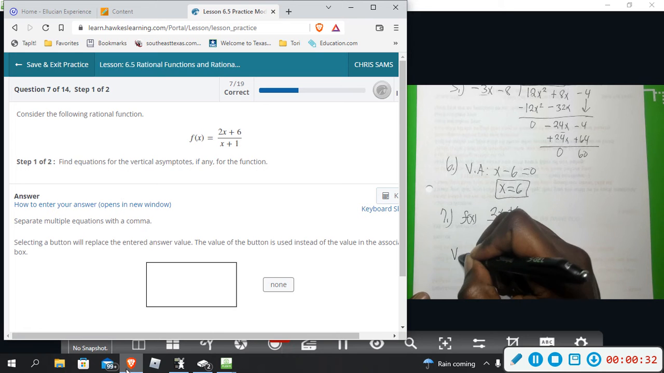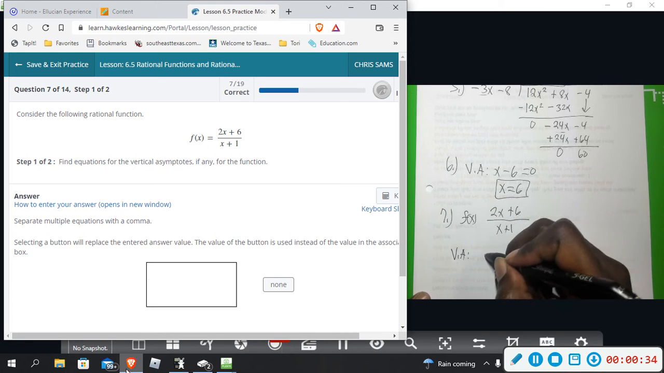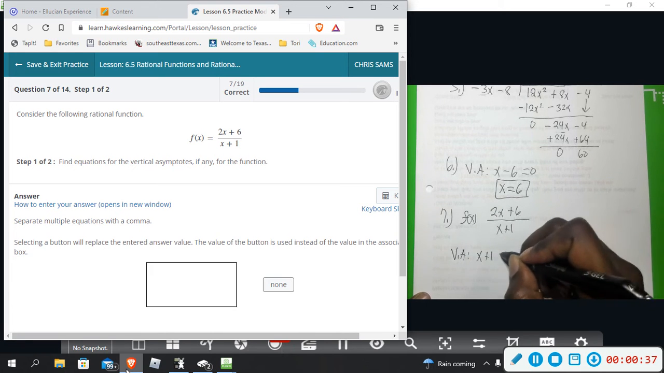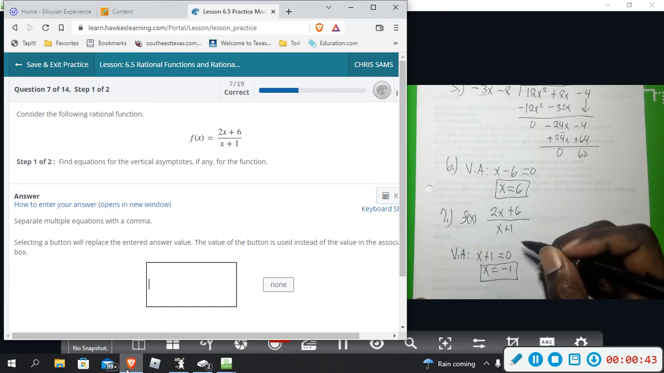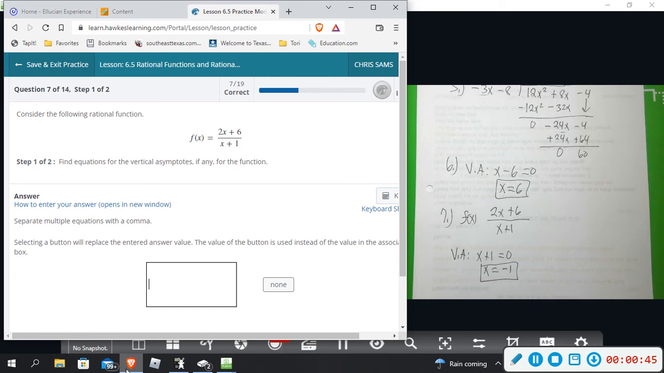So with the vertical asymptote, you would take the denominator, set it equal to 0, and when you solve, you get x equals -1, just by subtracting 1 from both sides. So we're going to type in x equals -1 and hit enter.